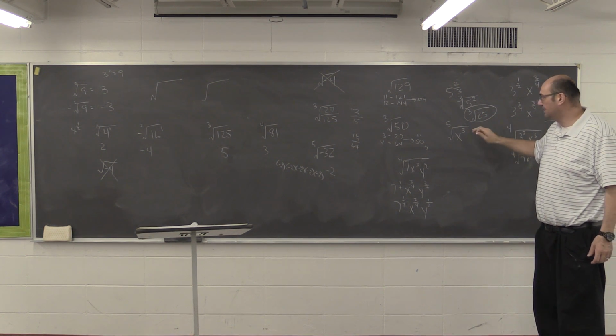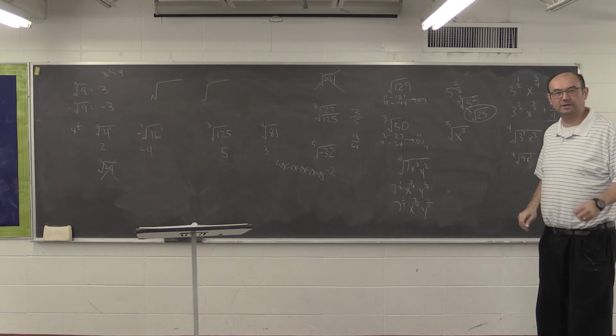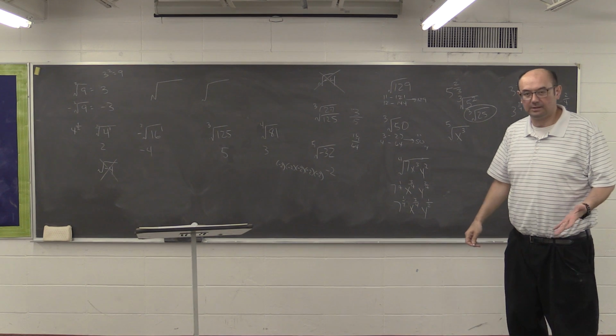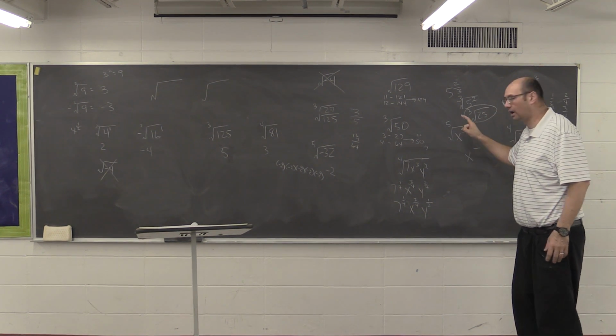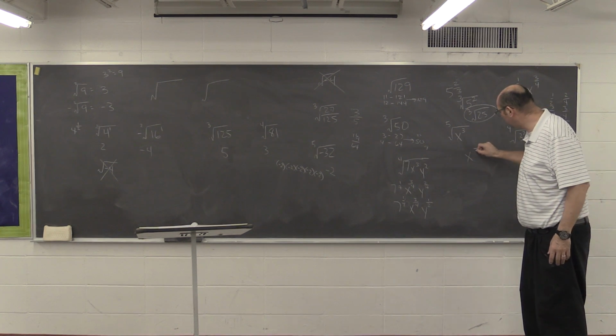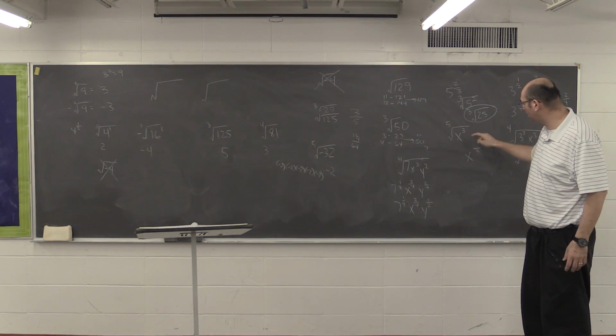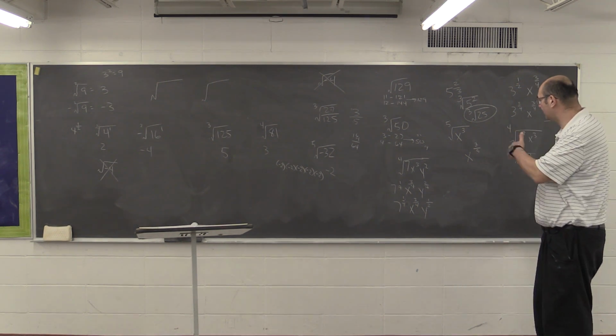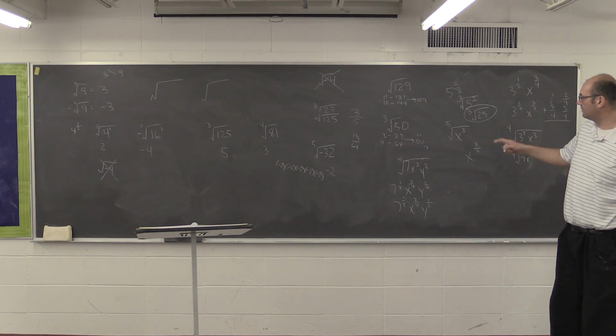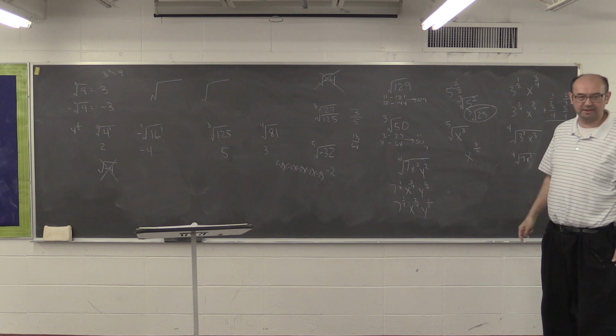This one here is the opposite. We have a radical that needs to be turned into a power. So x is our base, and remember that our root is always our denominator. So our 5 goes there, and then our power is 3. So x to the 3/5 is the same as the 5th root of x to the 3rd.